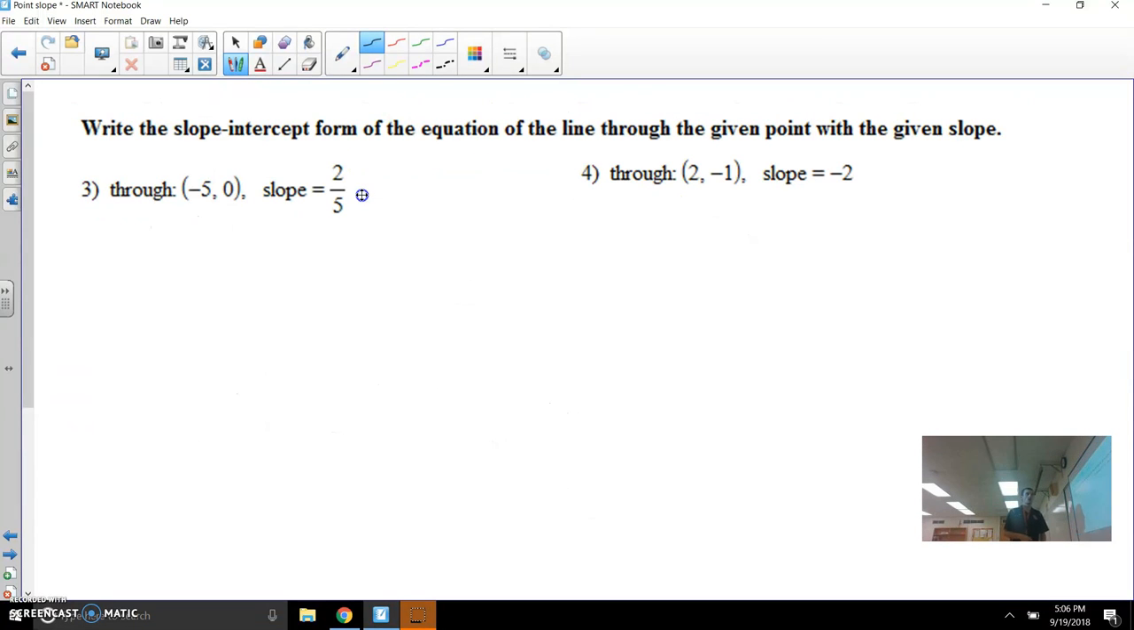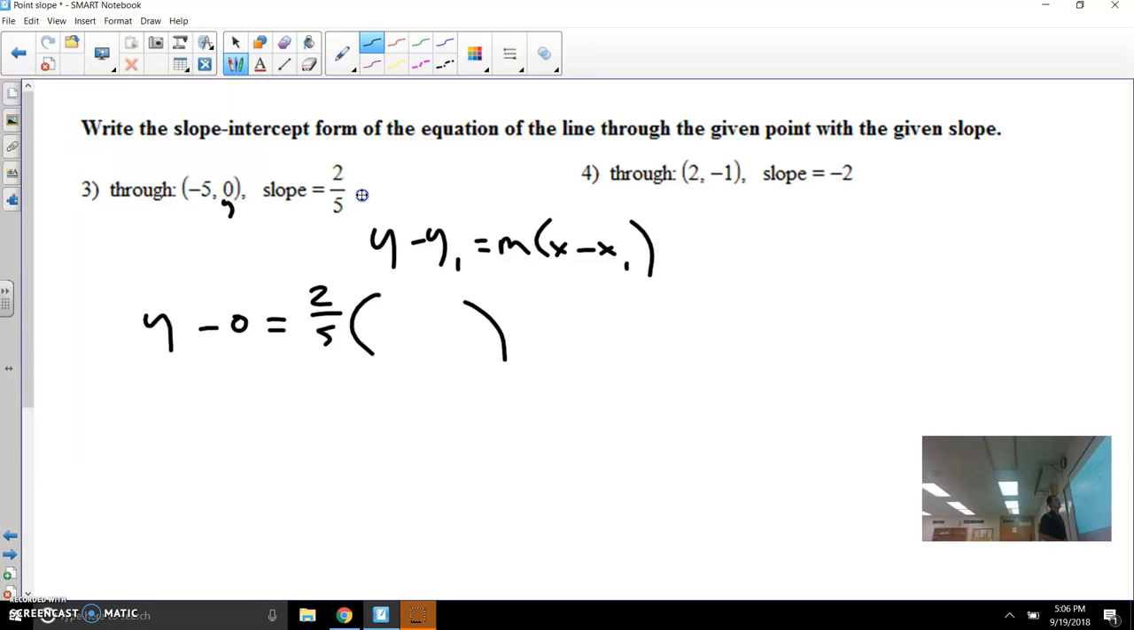So what we talked about today is called point slope: y minus y1 equals m times x minus x1. You use this when you're given a point and a slope and you're trying to calculate an equation that would go through that point with that exact slope. For the first one, it's y minus y1. y1 is 0 for this problem. M, which is the slope, is 2/5, and you're doing x minus negative 5.